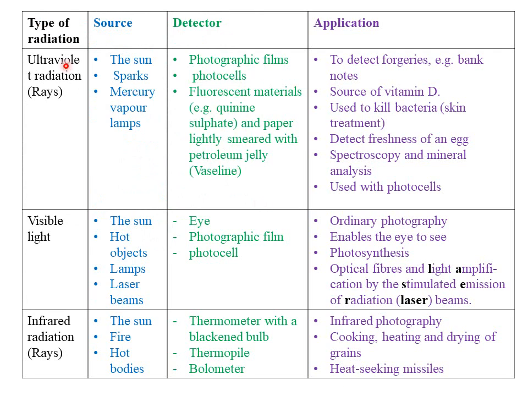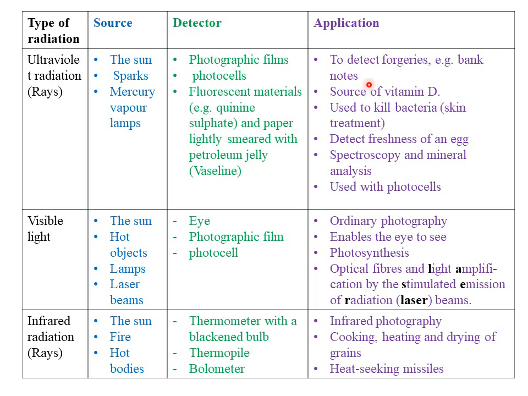Next, the other type of radiation is ultraviolet radiation, also called ultraviolet rays. The main source is the sun. We also have sparks and mercury vapor lamps. Detectors of ultraviolet rays include photographic films, photocells, and fluorescent materials, for example, quinine sulfate, and paper lightly smeared with petroleum jelly, such as Vaseline.